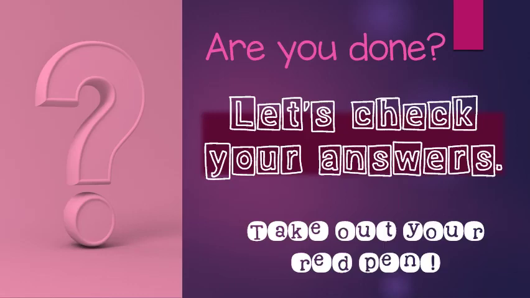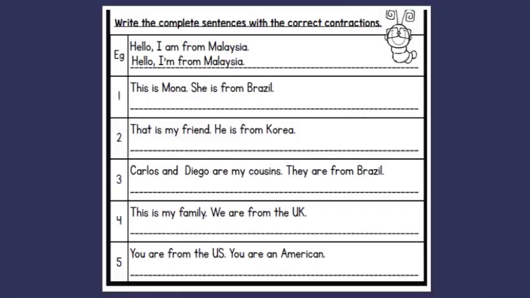Are you done? Let's check your answers together. Take out your red pen. The first one, this is Mona. She is from Brazil. This is Mona. She's from Brazil. If you got that correct, put a big tick over here.